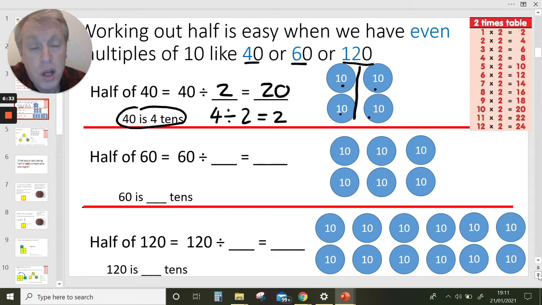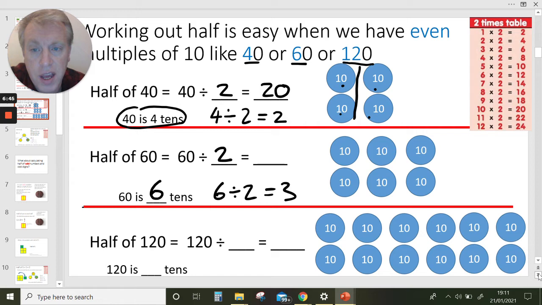So 20. Half of 60, 60 divided by 2. Well, 60 is 6 tens. 6 divided by 2 is 3. So 60 divided by 2 is not 3 ones, it's 3 tens. 1, 2, 3. 3 tens, 30.